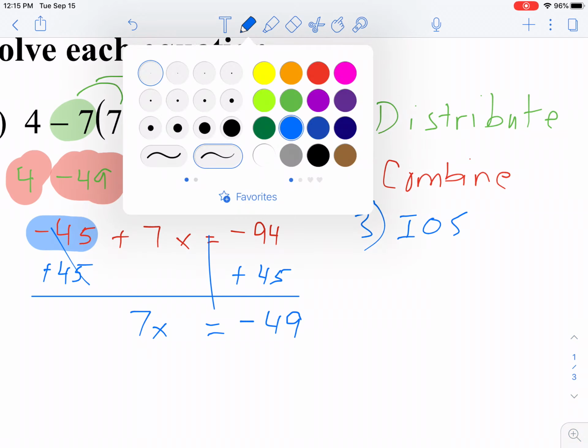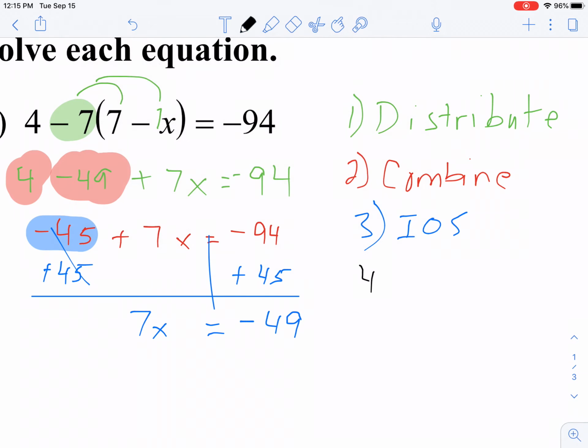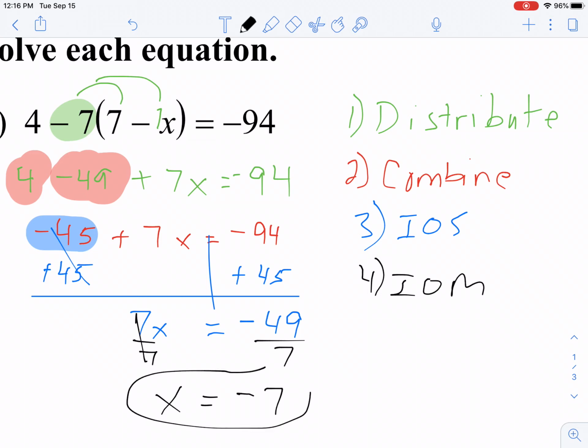And so my last and final step is going to be to do the inverse of multiplication. So I'm going to divide both sides by 7. The 7s cancel. X drops down. Negative 49 divided by 7 is negative 7. And negative 7 is what you would enter into your Canvas assignment.